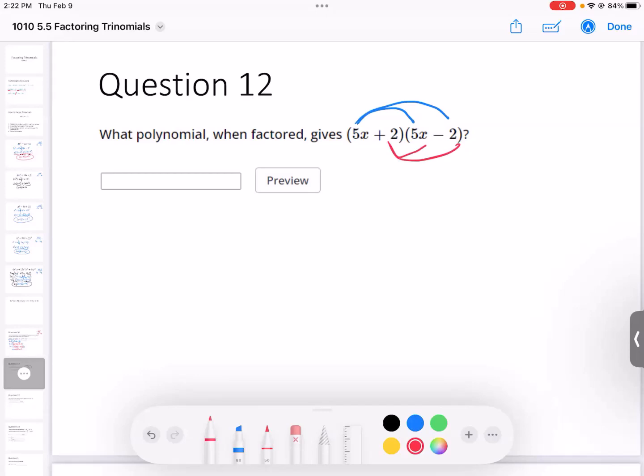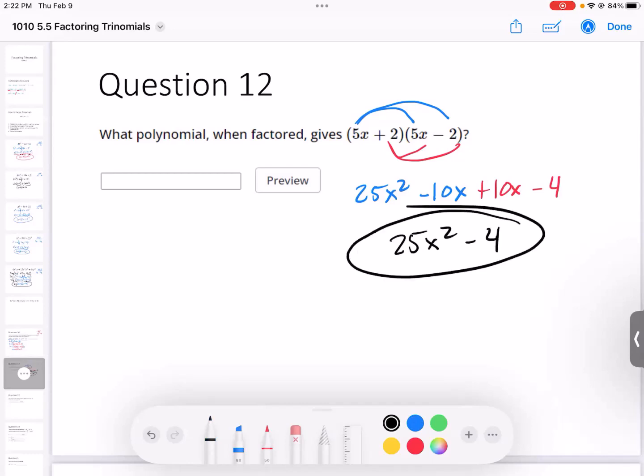And in this case, you actually end up with a kind of interesting result, because when you do 5x times 5x, you get 25x squared. Then 5x times negative 2 is negative 10x. And then 2 times 5x is positive 10x. And positive 2 times negative 2 is negative 4. And what's interesting about this example is that your x terms happen to perfectly cancel each other out. And so that ends up giving you 25x squared minus 4 as your polynomial.